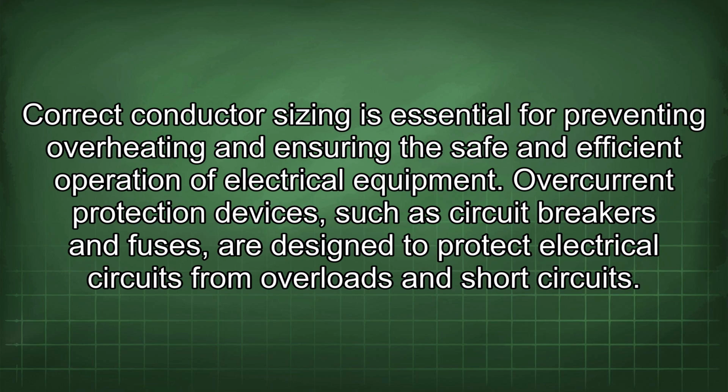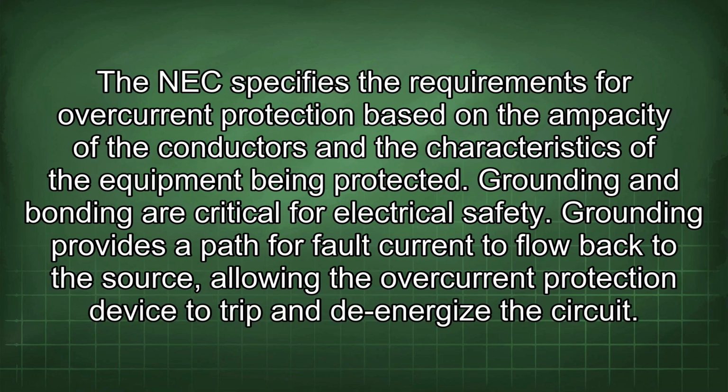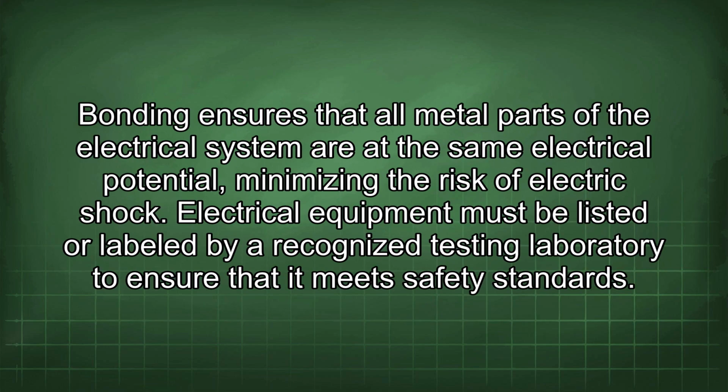Overcurrent protection devices, such as circuit breakers and fuses, are designed to protect electrical circuits from overloads and short circuits. The NEC specifies the requirements for overcurrent protection based on the ampacity of the conductors and the characteristics of the equipment being protected. Grounding and bonding are critical for electrical safety. Grounding provides a path for fault current to flow back to the source, allowing the overcurrent protection device to trip and de-energize the circuit. Bonding ensures that all metal parts of the electrical system are at the same electrical potential, minimizing the risk of electric shock.